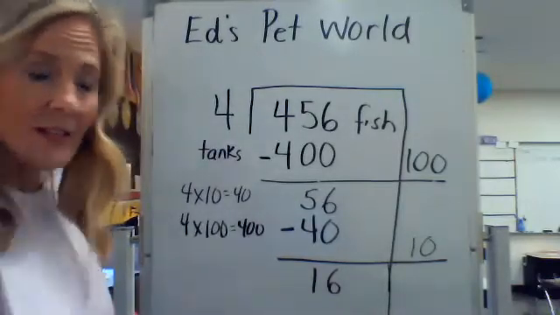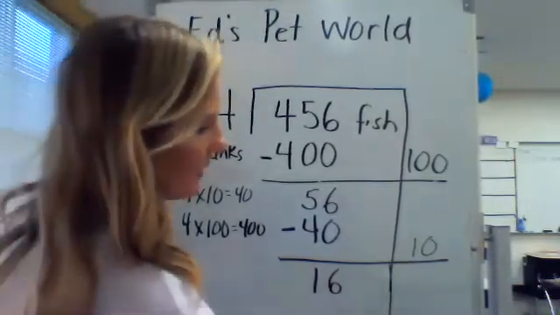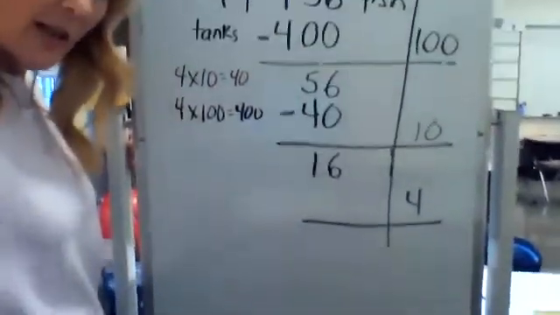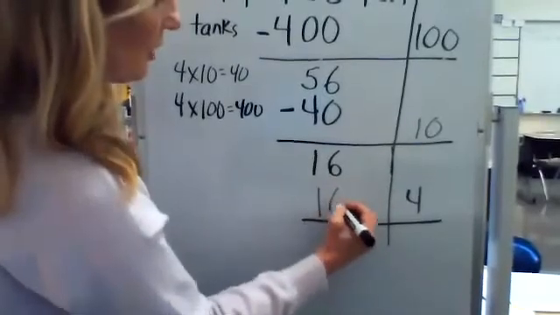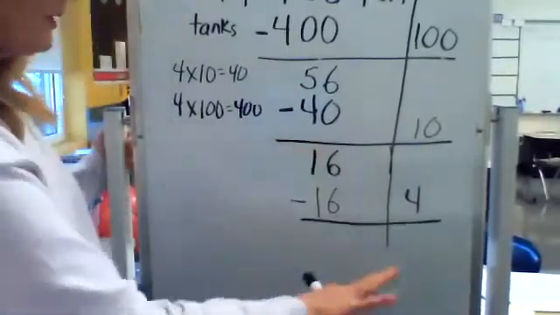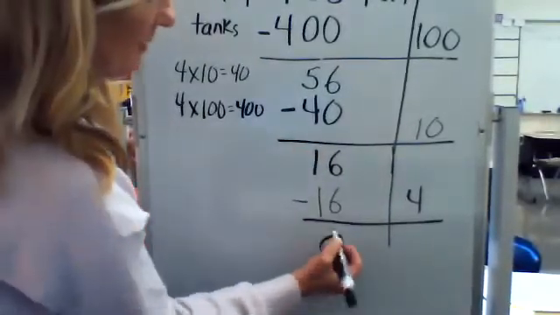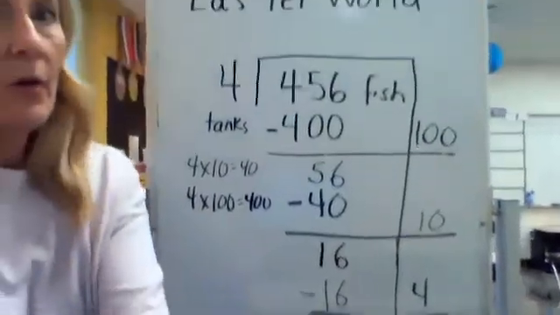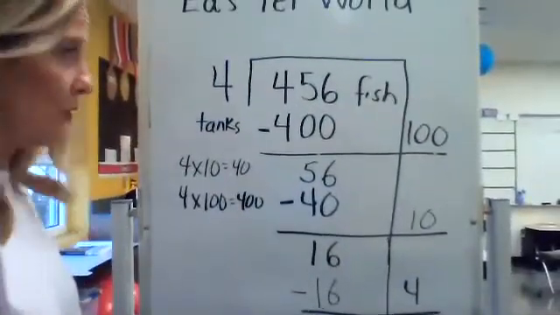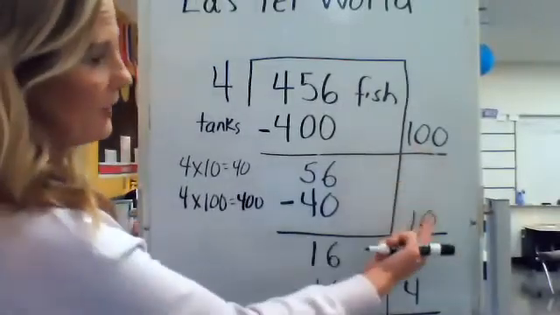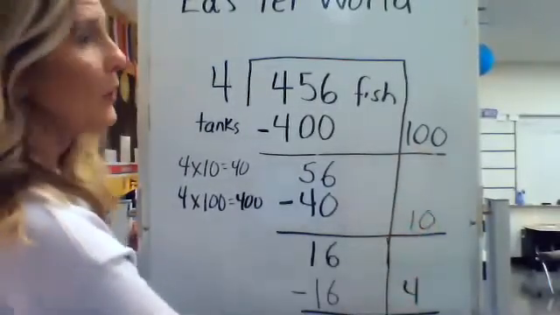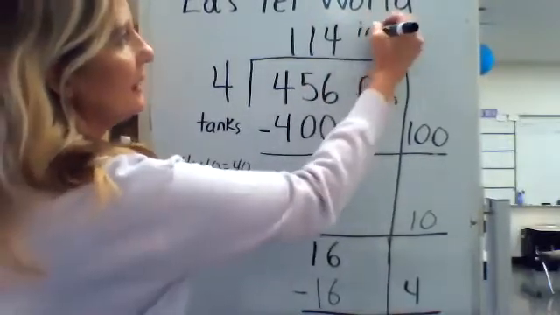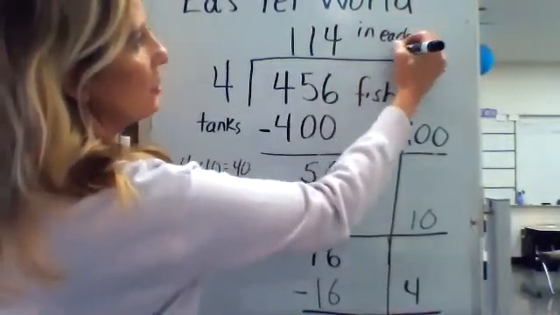Well, that should be a memory fact. 4 times 4 is 16, so I can know right on the money exactly how many to put in each of the tanks. 4 more fish will allow me to use up, or divide up, give away, 16 more, and I have none left. So I'm finished. I now know how many are in each group. And if 100 were in each group, then 10 more, then 4 more, that's 114 in each group.